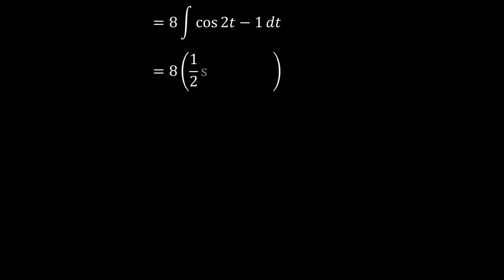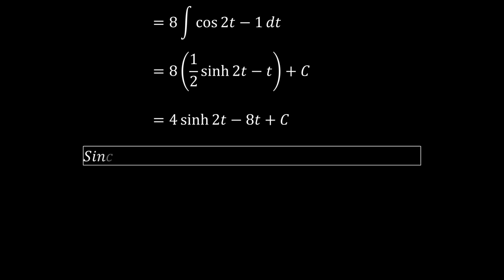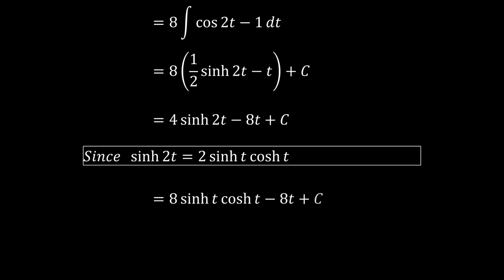Cosh 2t integrated is the same as half sinh 2t. And then 1 obviously integrated, we get minus t. So multiplying 8 across, we have 4 sinh 2t minus 8t plus c, the integration constant. But since we know sinh 2t is the same as 2 sinh t times cosh t, we can bring all this in here. So we have 8 sinh t cosh t minus 8t.